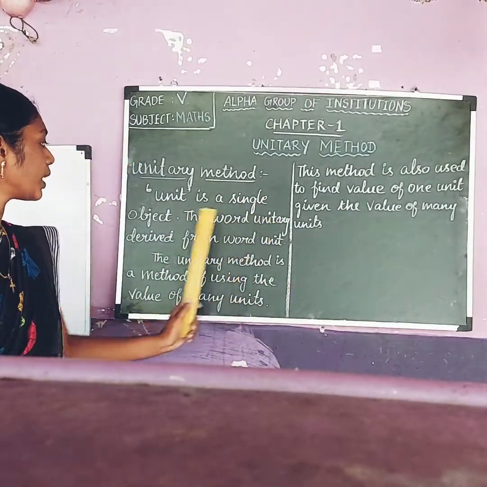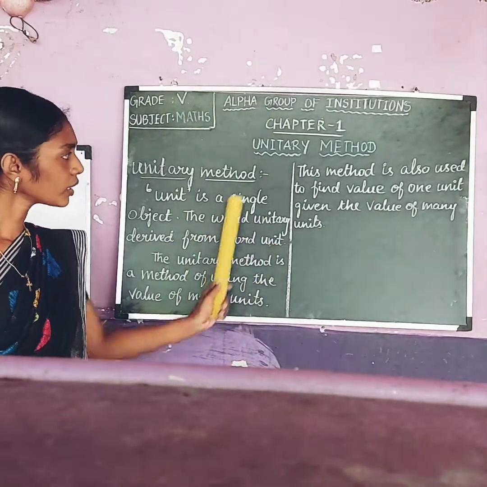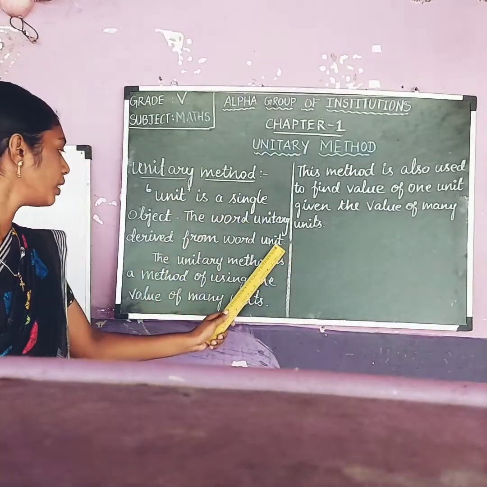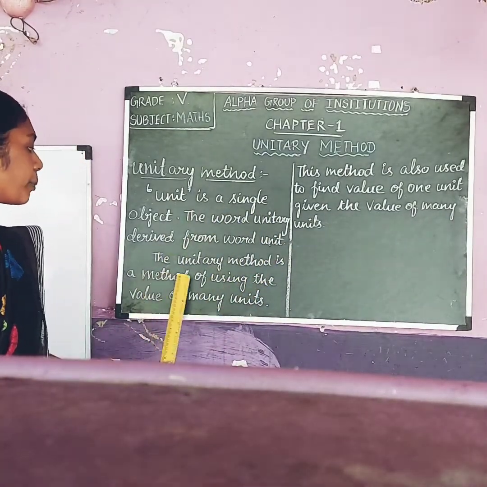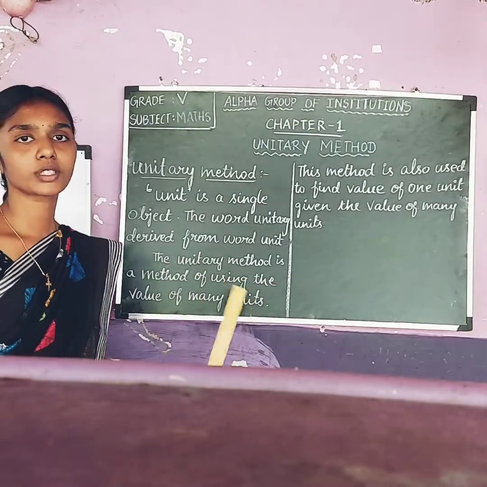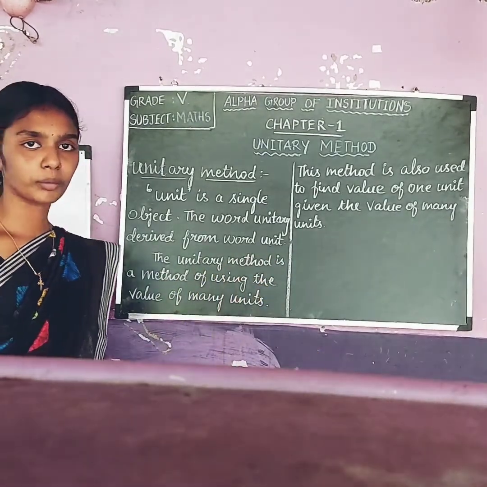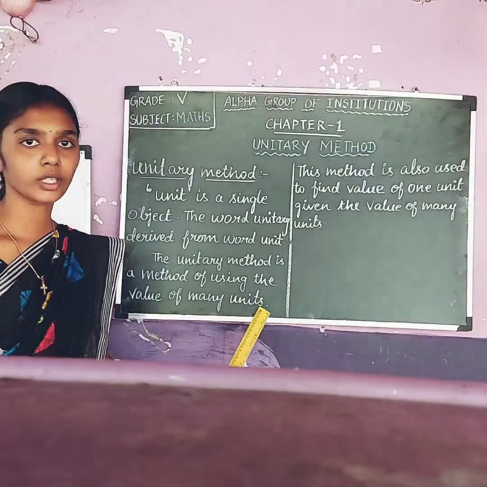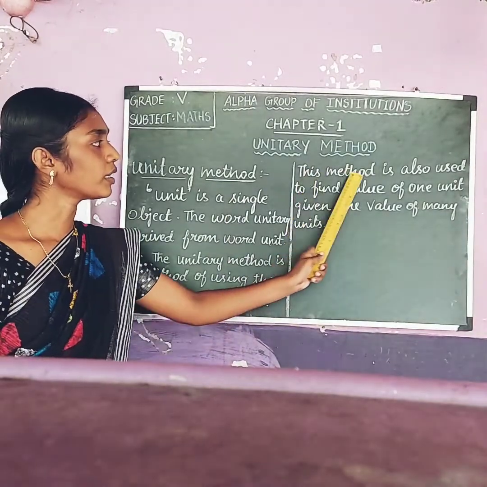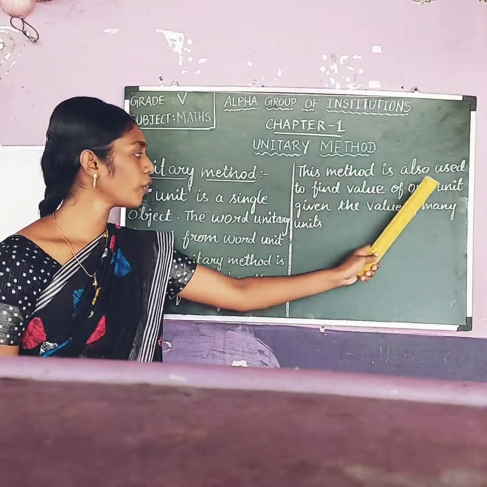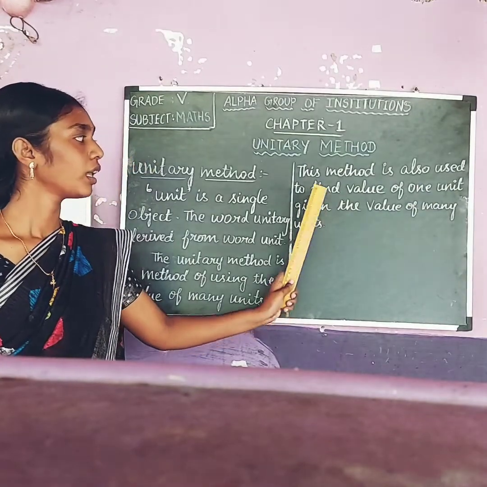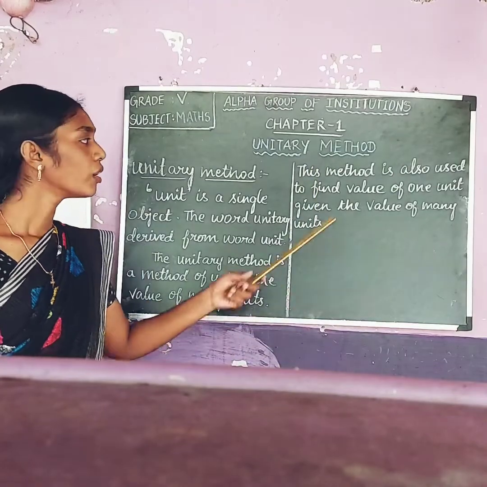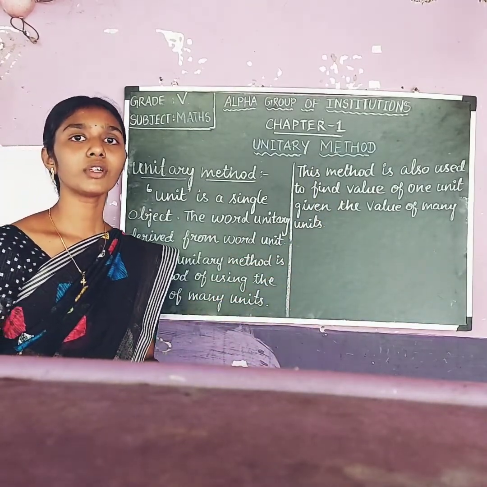The word unitary is derived from the word unit. The unitary method is a method of using the value of many units. This is one of the methods. This method is also used to find the value of one unit, given the value of many units.